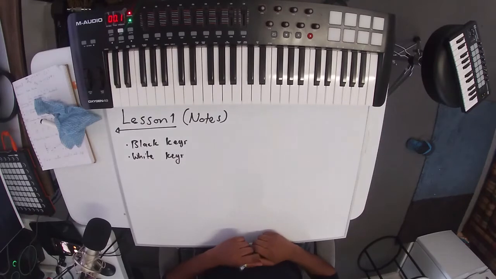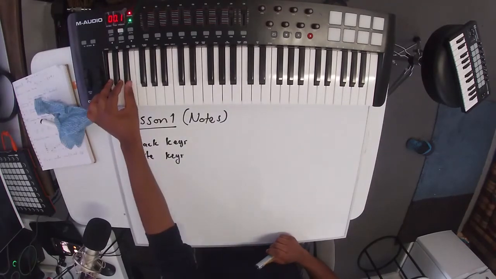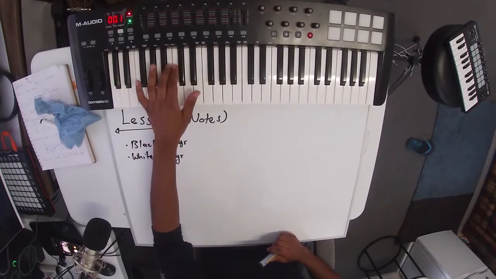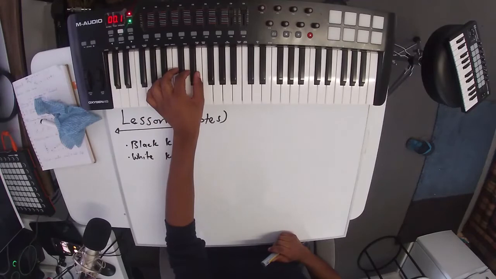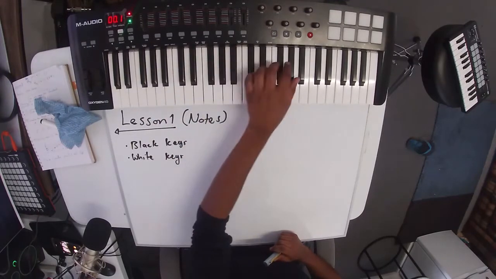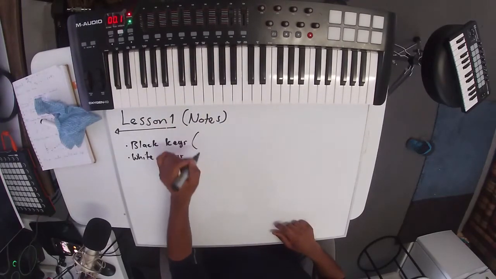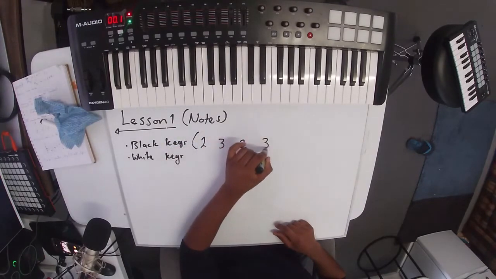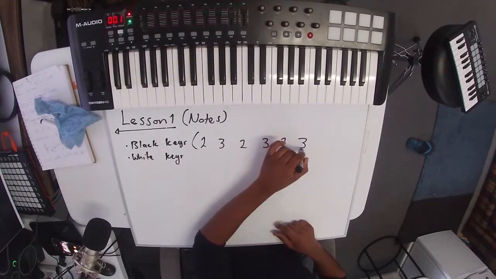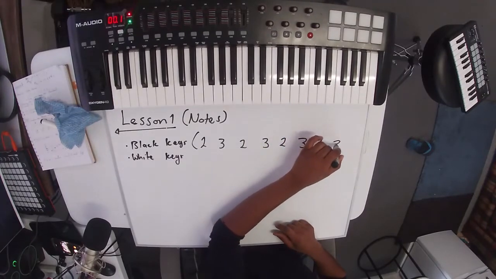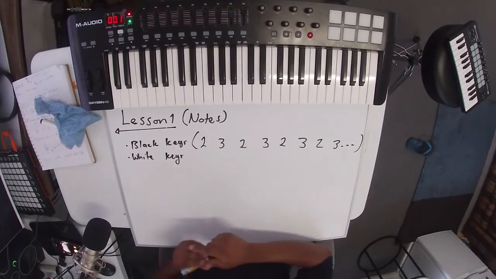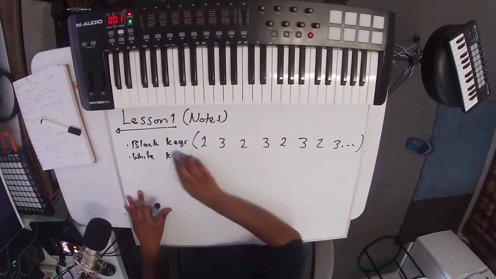The black keys seem to be grouped in groups of 2 and 3. So you've got 2 black keys that are close to each other, a bit of a space, 3 black keys, a bit of a space, then 2, then 3, then 2, then 3. So it's a bit of a pattern that we're seeing here. 2, 3, 2, 3, 2, 3, 2, 3, and it goes on.